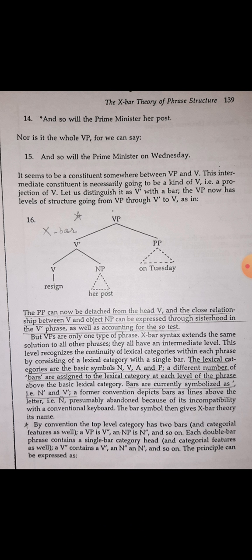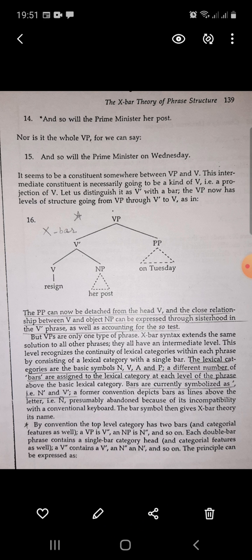So above this single level, however many categories we can see, they would be denoted by a bar. Any V above the level of basic V will be put with a single bar on it. And above that V bar, if we have another verb level, we will put V double bar. And still, if we have another level above that V double bar, we will just put V triple bar, like that. So it goes from down to upwards if we are supposed to put bars.